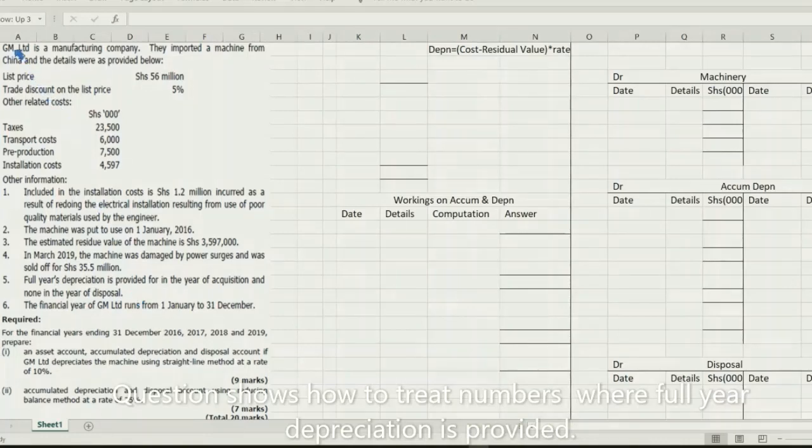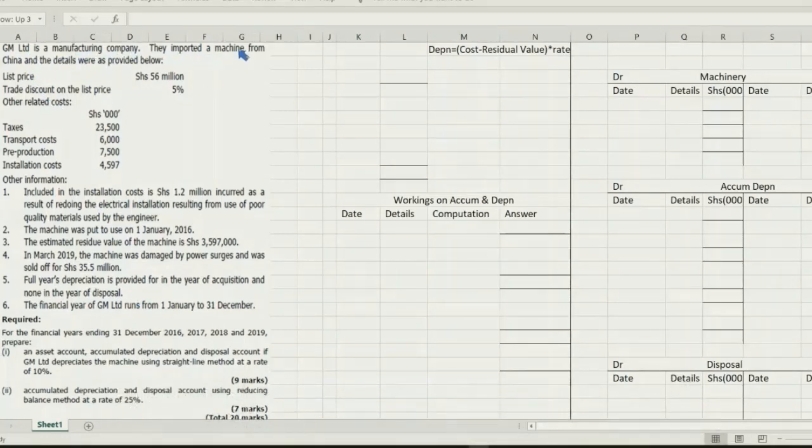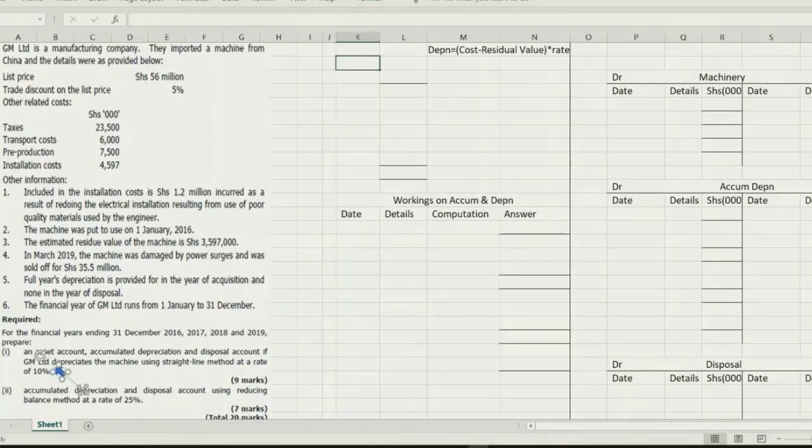So I've been told that GM Limited is a manufacturing company and they imported a machine from China. And we're told that for the financial years ending 31st December 2016 to 19, we have to prepare an asset account, accumulated depreciation, and a disposal account using the straight line method at a rate of 10%. So in our question, we've been given our list price as 56 million, and we are told that this machine was bought at a discount of 5%.